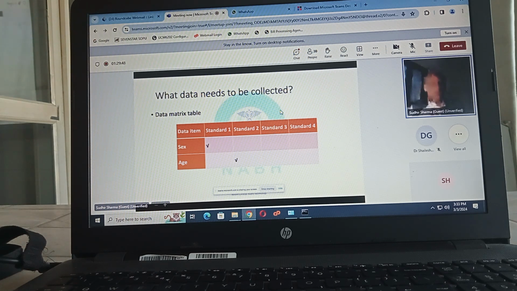So that is what I mean: if your data item does not satisfy any of these standards, then do not capture that data item.